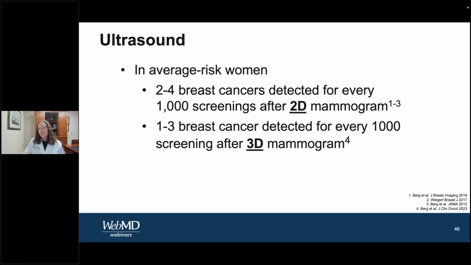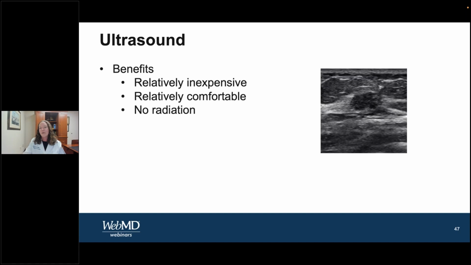Now we know in average risk women, so remember in that large first trial, women did have a risk factor for breast cancer, but in average risk women, we find about 2 to 4 additional breast cancers detected for every 1,000 screenings after a 2D mammogram, and 1 to 3 extra breast cancers detected for every 1,000 women screened after a 3D mammogram. So we find a little bit more cancers on the 3D mammogram, remember, than the 2D mammogram. So we find a little bit fewer extra cancers on the ultrasound after a woman has already undergone a 3D mammogram. But ultrasound has some big benefits.